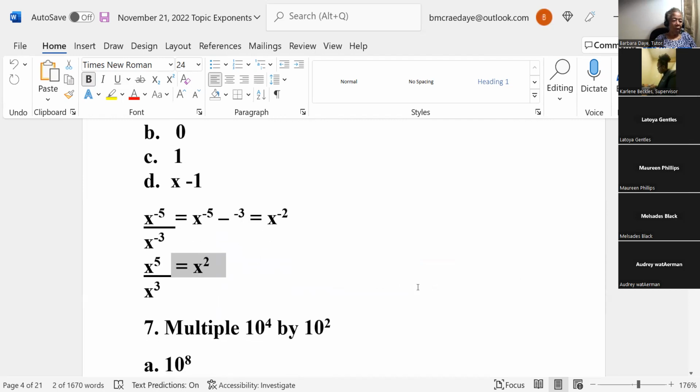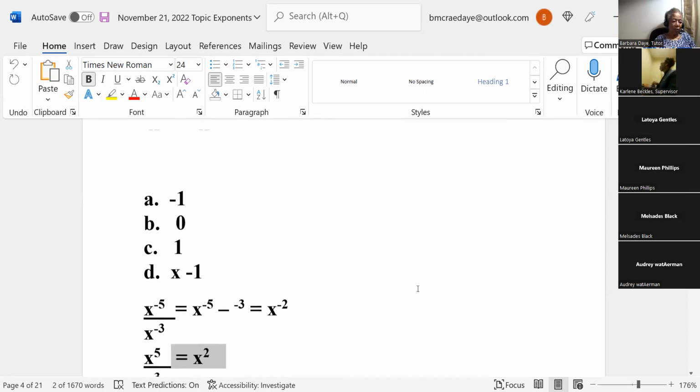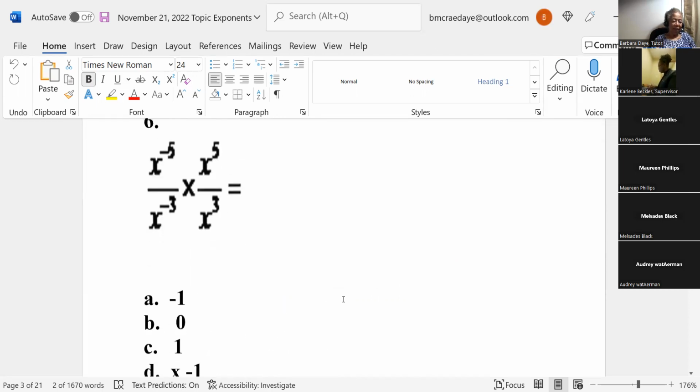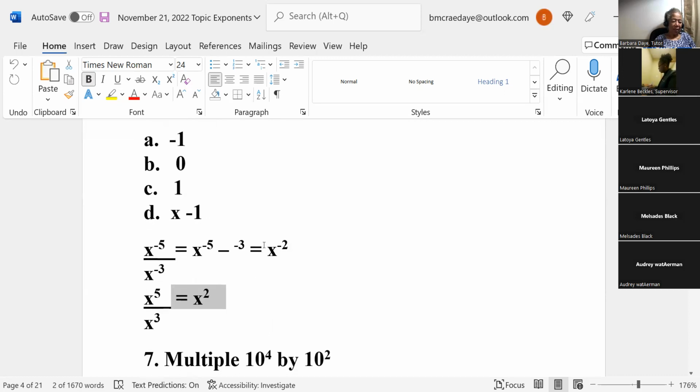Okay, so we have x to the minus 2 and x to the second power. Now we want to multiply those. This is what we got with the first division, and this is what we got with the second division. The next step is multiplication. Okay, so let's multiply.